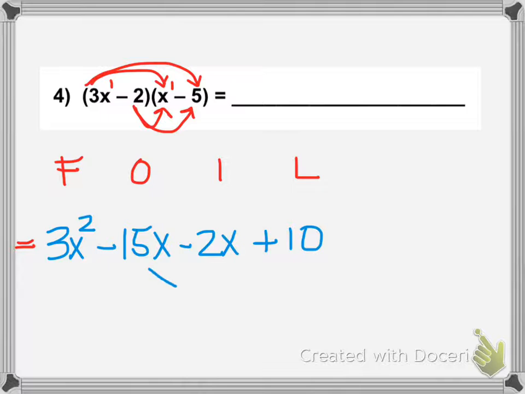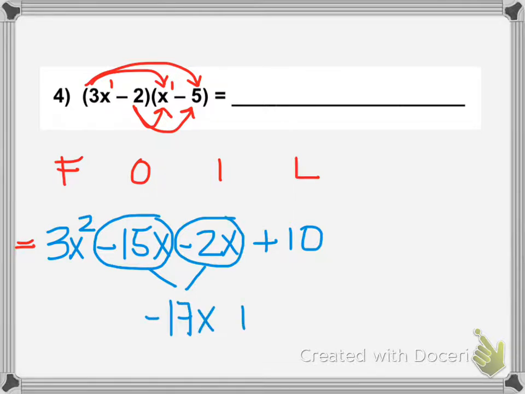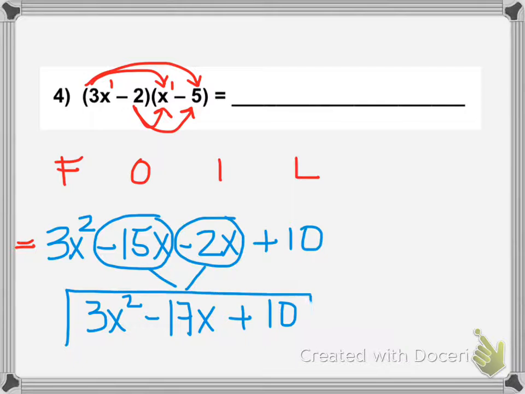Remember, we can usually combine these two middle terms, negative 15x and negative 2x, combine to make a negative 17x. Bring down the 10, bring down the 3x squared. Boom, there is your answer, your simplified version. Let's try a few more.